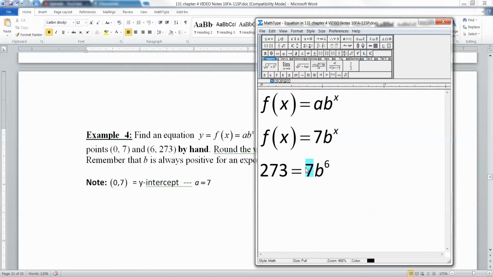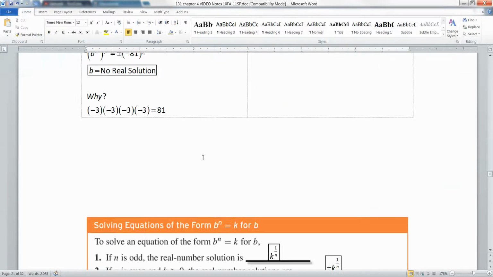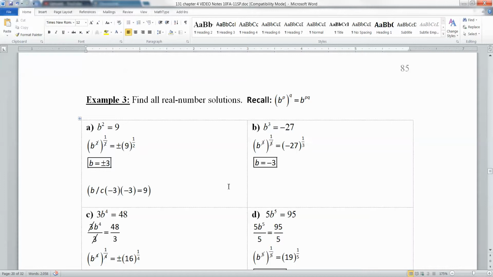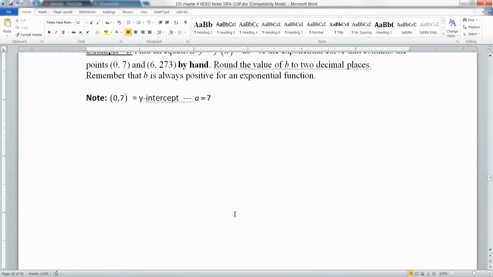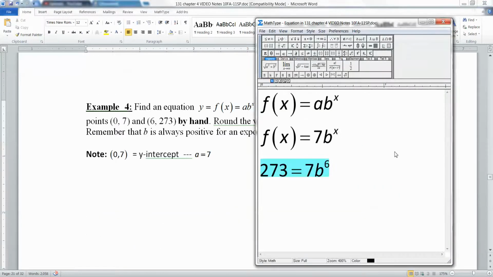I used the first point they gave me to put in here for 7, and then I'm using the second point. 6 was my x, 273 is my y. And we can solve this because we just spent a page doing problems like that. So we're going to solve this for b. The first thing you want to do is divide by 7. Nobody wants 7 in there. I'm just going to flip-flop them because I feel like it.